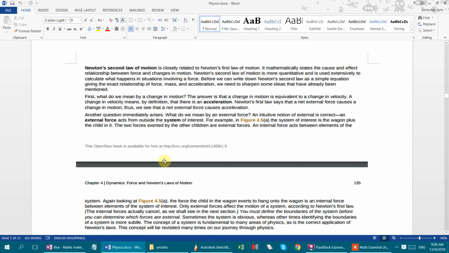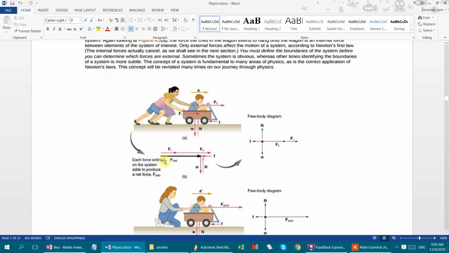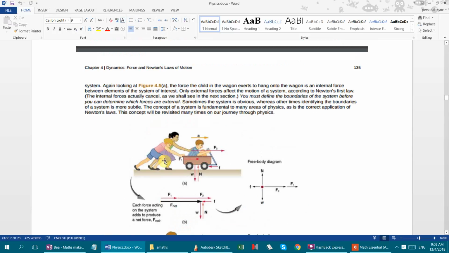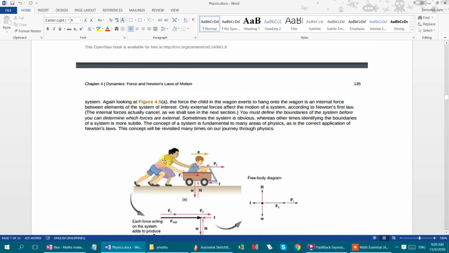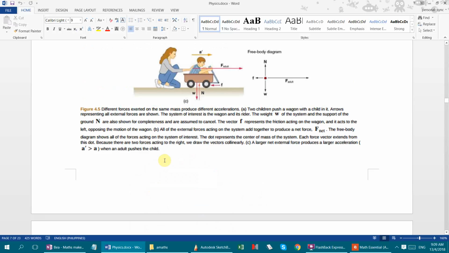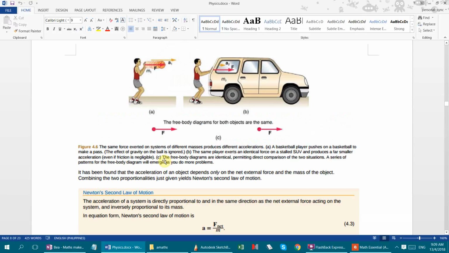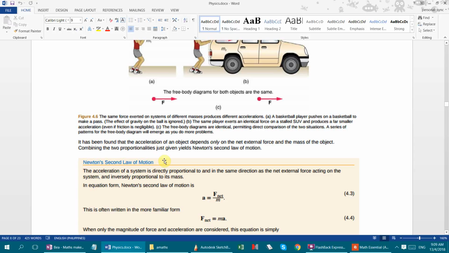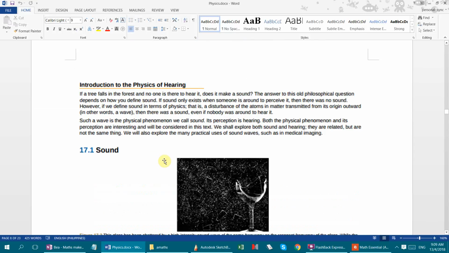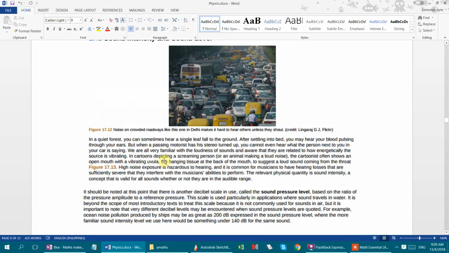Okay, this is good for Newton's second law. This is good. I like the illustration, but it can be better. As for the saw, I don't remember seeing anything good.